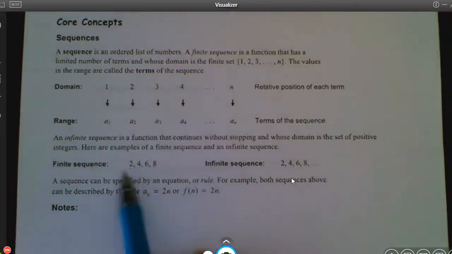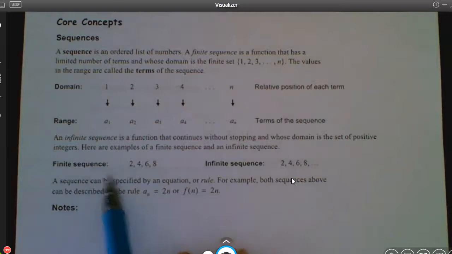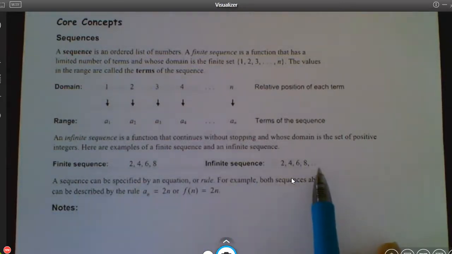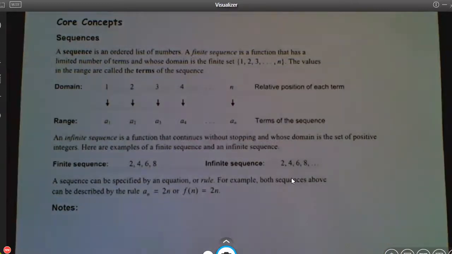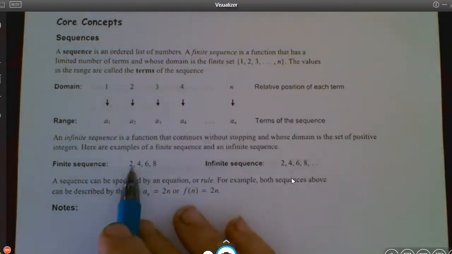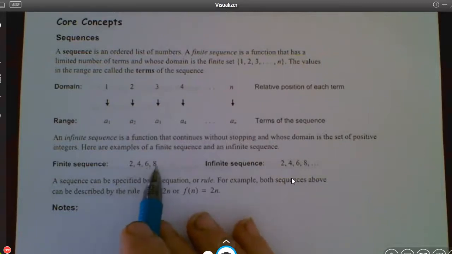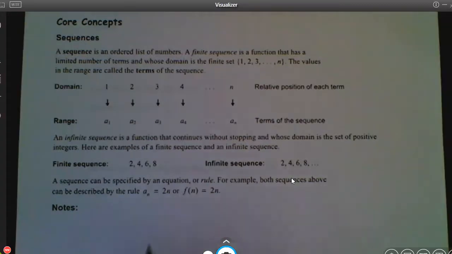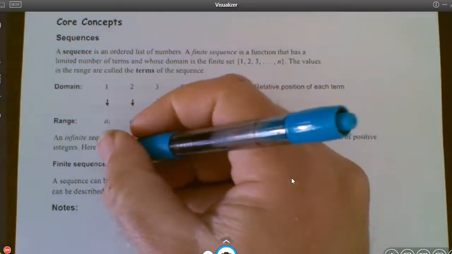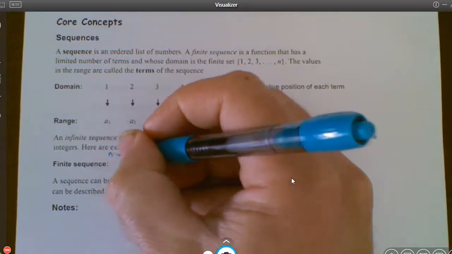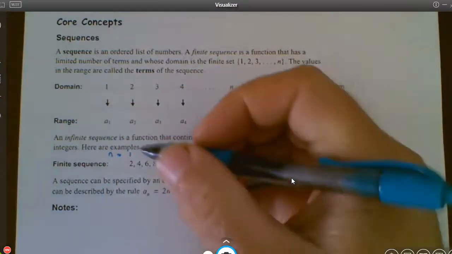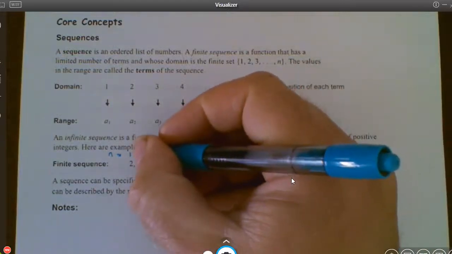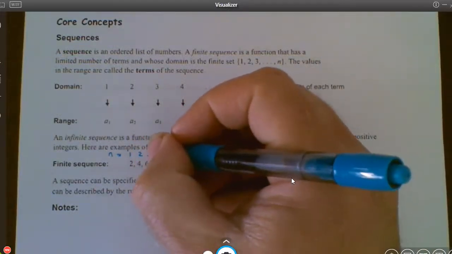So take a look at this one. They call this a finite sequence simply because it ends, whereas an infinite sequence has the little dot, dot, dot that means it goes on and on forever. If you look at this, this would be our first term, our second term, our third term, and our fourth term. Our first term is 2, second term is 4, and so on. Again, the term number is what we call n. So our first term has a value of 2, then our second term, our third term, and our fourth term.